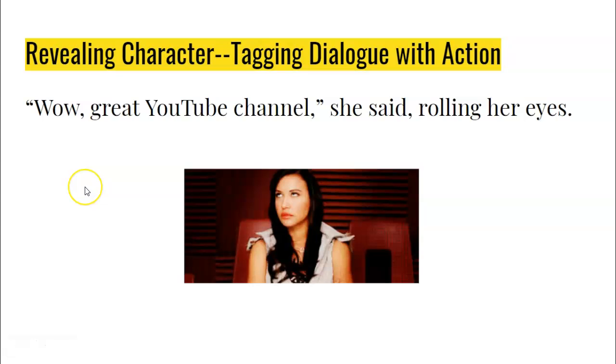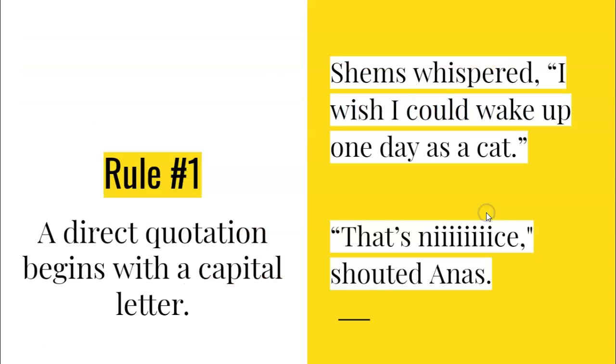Okay, something else a little fancy that you can try is to show something about your character by including an action in the description. So for example: "Wow, great YouTube channel," she said, rolling her eyes. If we left out "rolling her eyes" and someone said, "Wow, great YouTube channel," we might think that she really meant it was great. But when we add rolling her eyes, we know that she's being sarcastic. She's not actually saying it's great.